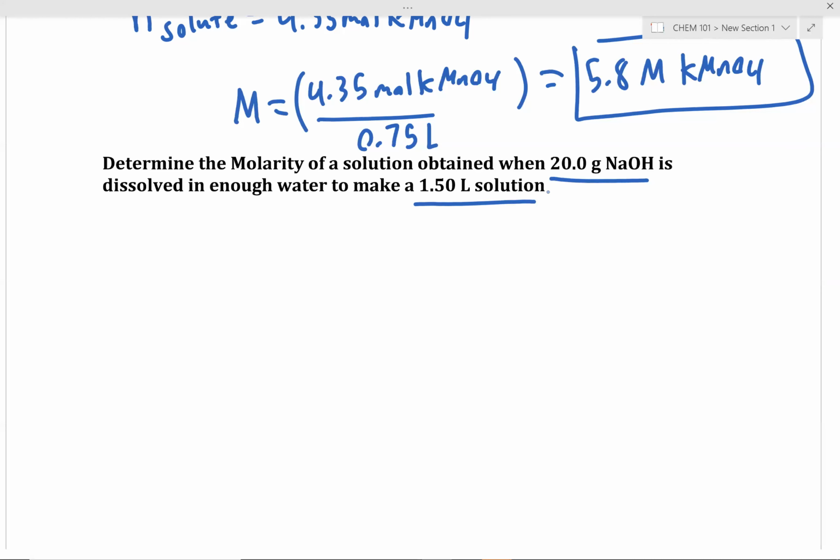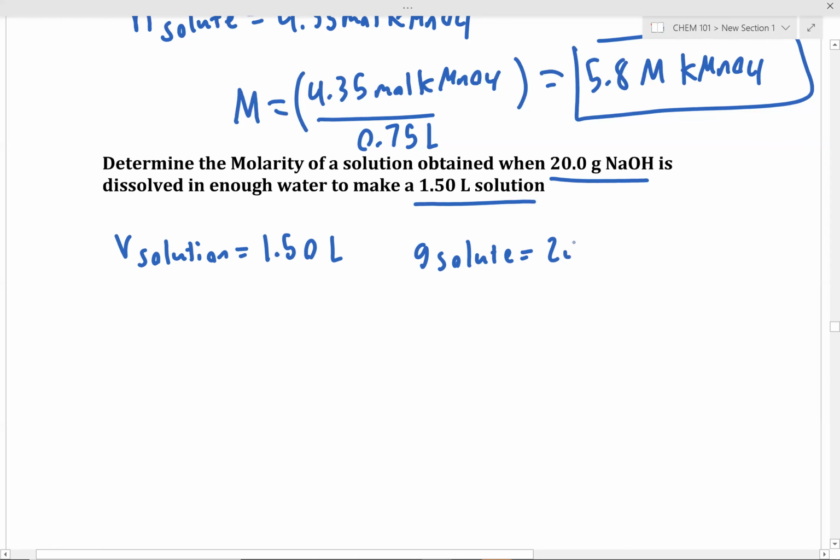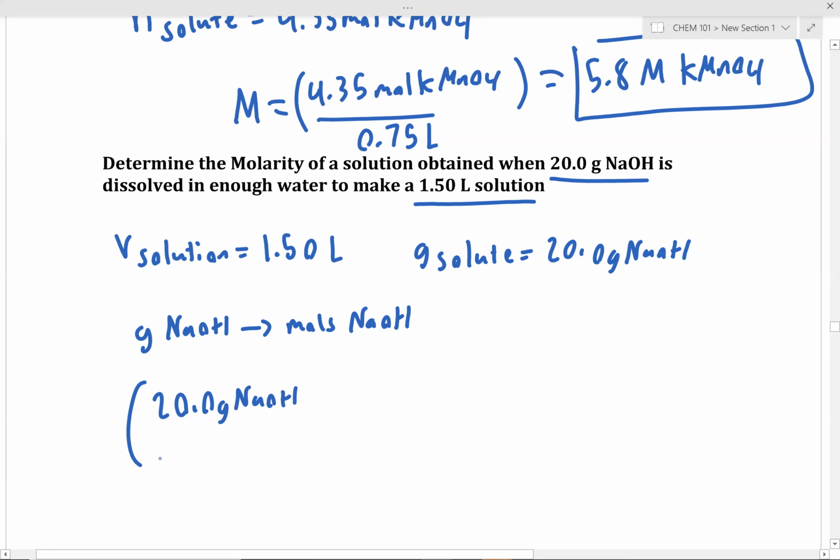Okay, I saw a lot of reasonable answers, so let's take a look at this problem. We know that our volume of solution in this case is 1.50 liters. We know that our grams of solute are equal to 20.0 grams of NaOH. Can we go from grams of sodium hydroxide to moles of sodium hydroxide? Can we do that conversion? Yes. Given we have 20.0 grams of sodium hydroxide, if we're going from grams to moles, what units will go on top? Moles. In 1 mole of sodium hydroxide, we have how many grams, roughly?